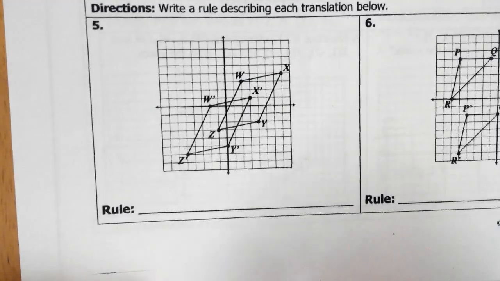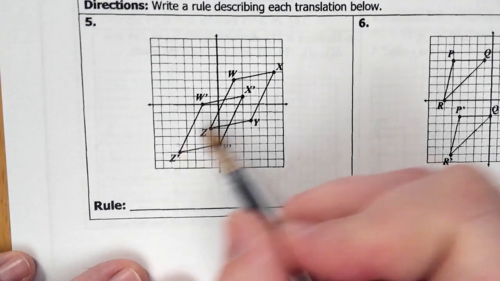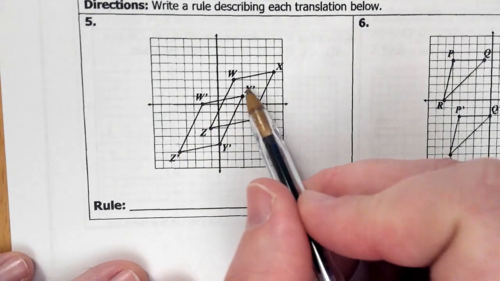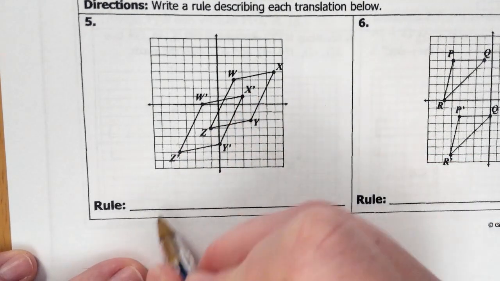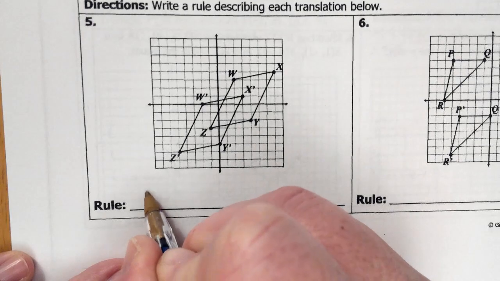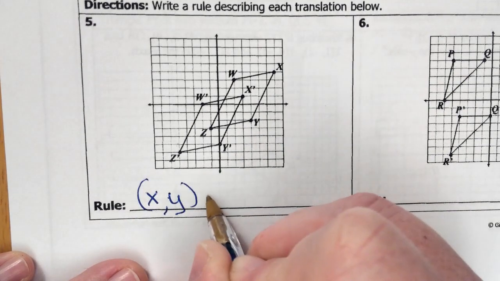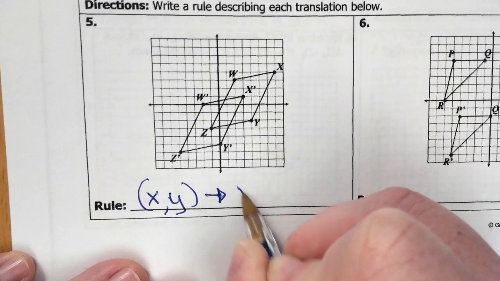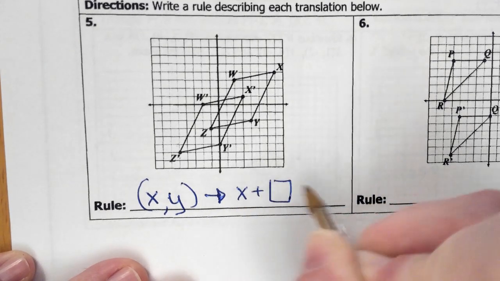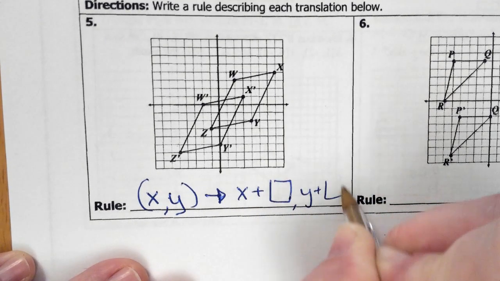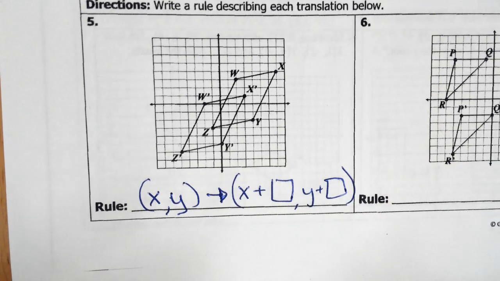All right, so now on this, we want to know how do we get from the original to the new shape. And what they're going to have on the computer is x, comma, y. And how's that turn into x plus something, comma, y plus something. That's what's going to happen on the computer. So the question is, how did you get there?